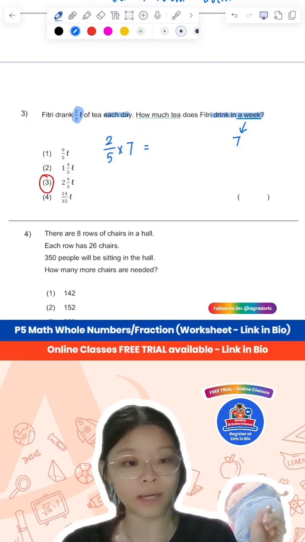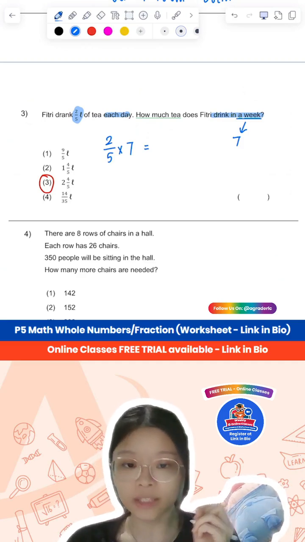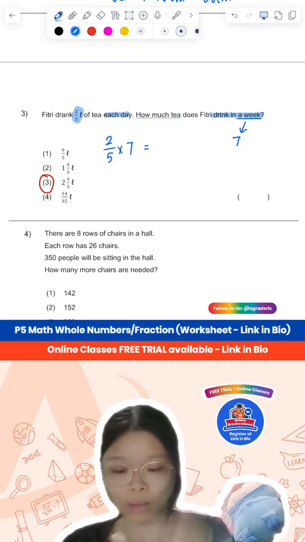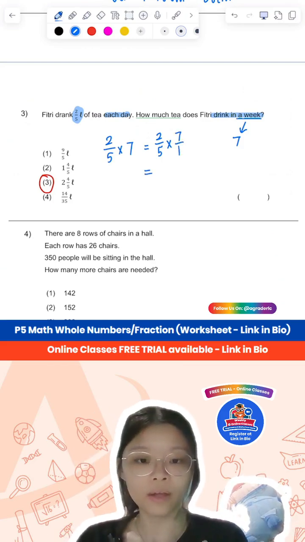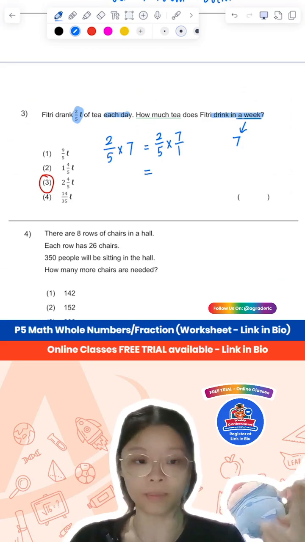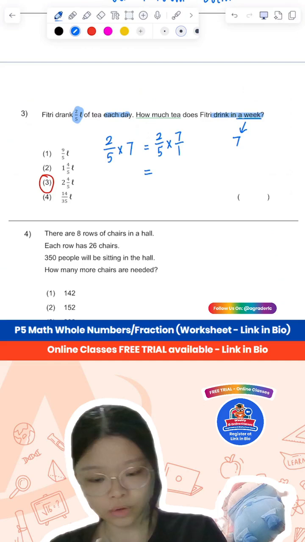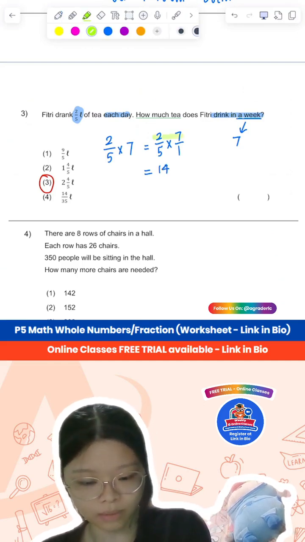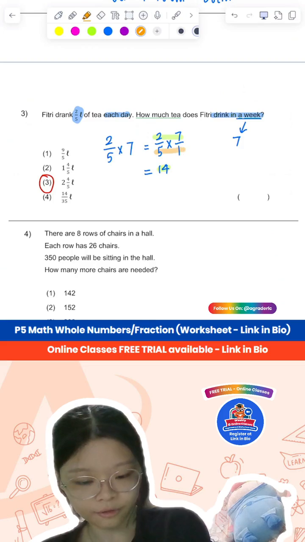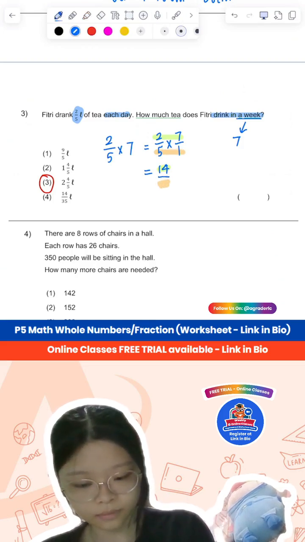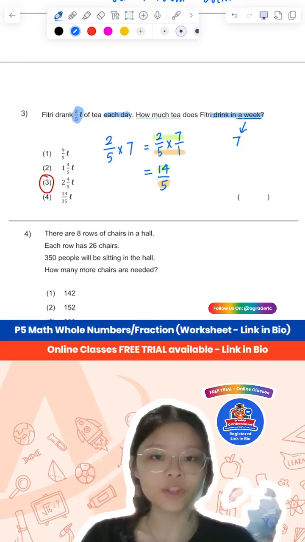We cannot just multiply like that. We need to change our 7 into 7 out of 1. Okay, so 2 over 5 times 7 out of 1. Okay, why out of 1? Because out of 1 means it's a whole number, so 7 wholes, okay? So 2 times 7 is 14. Okay, I highlight so you all can see. 2 times 7 is 14. 5 times 1 will be 5. Okay, so we get 14 over 5.